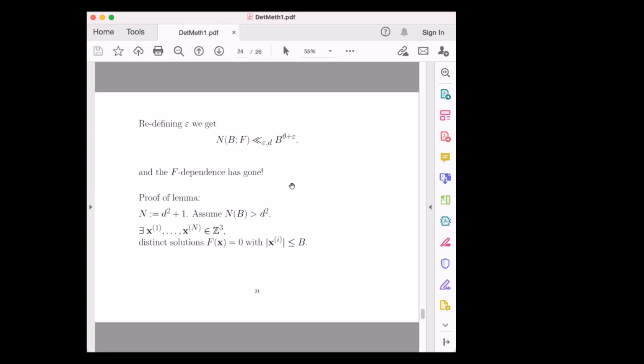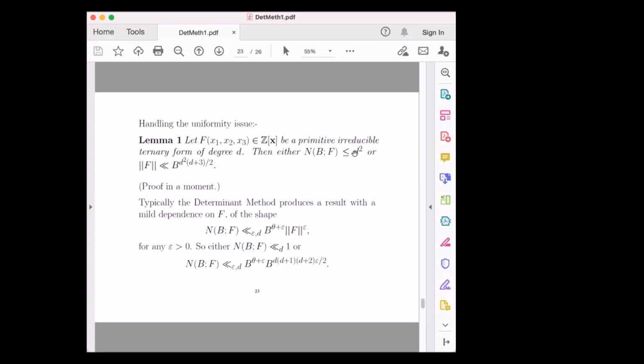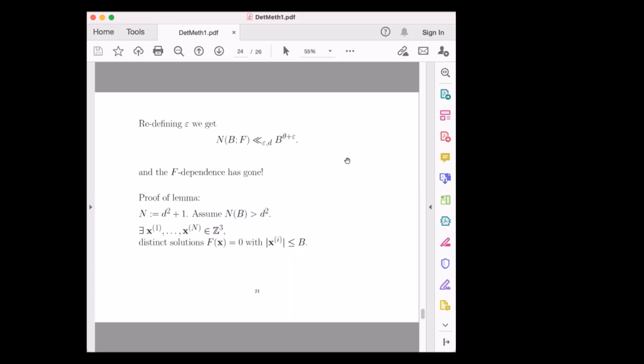Well, how do you prove that estimate, that lemma? Let's define N to be d squared plus 1 and assume that the counting function is bigger than d squared. So that's ruled out this option. In that case, there are distinct solutions x1 to xN of F(x) equals 0. And when I say distinct, I mean projectively distinct. And they'll have height at most B. So we have at least this many essentially distinct solutions.